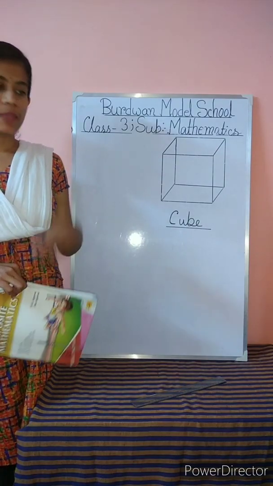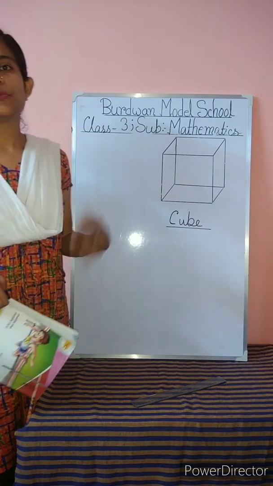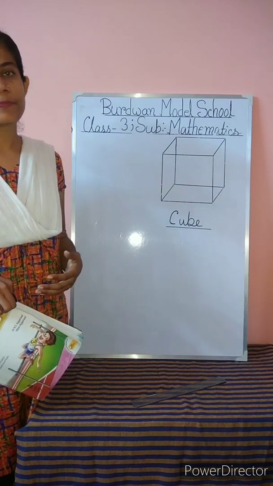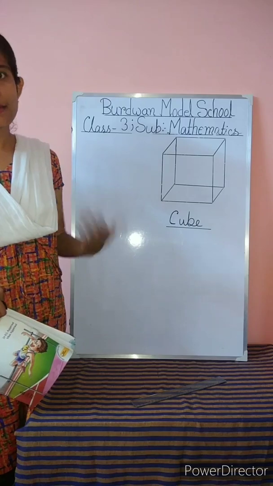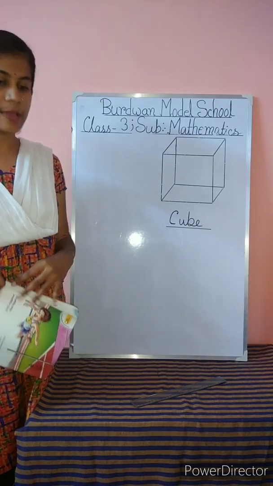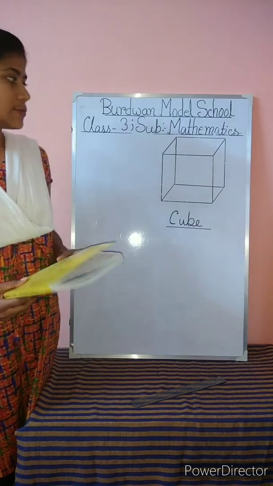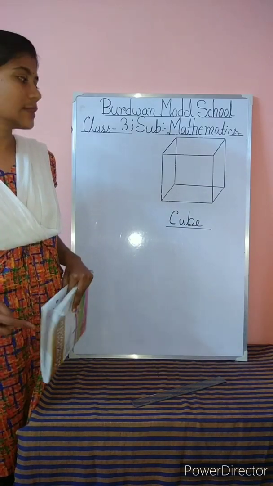So student, in our previous video, we learned a little bit more about cuboid, isn't it? So today we will learn other solid shapes. Not one, today we will learn two. Those are cube and cylinder. Now start with the cube.